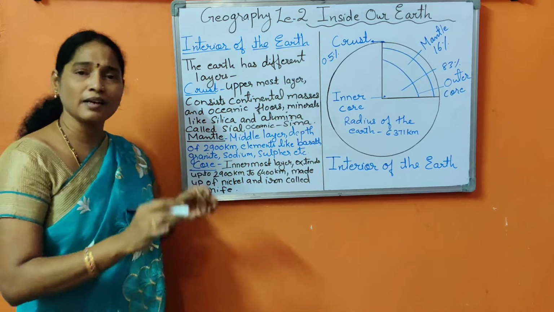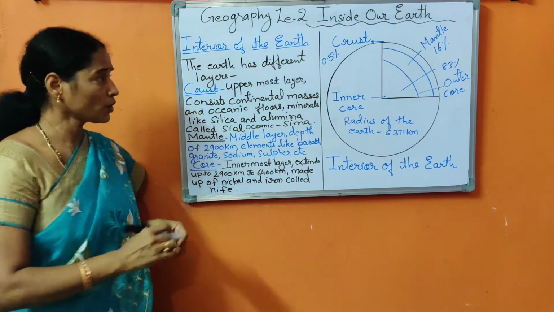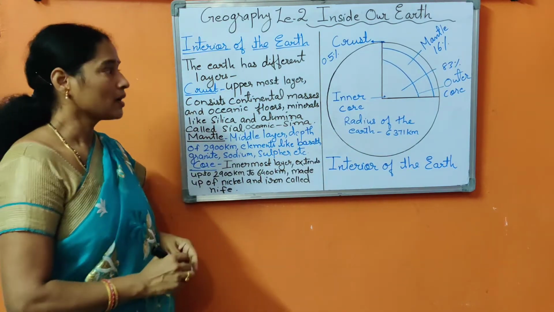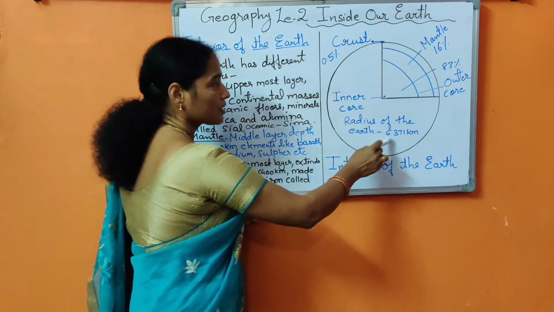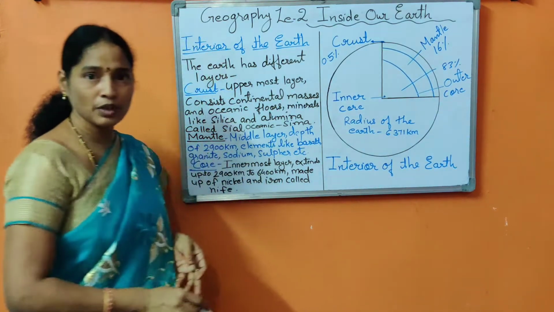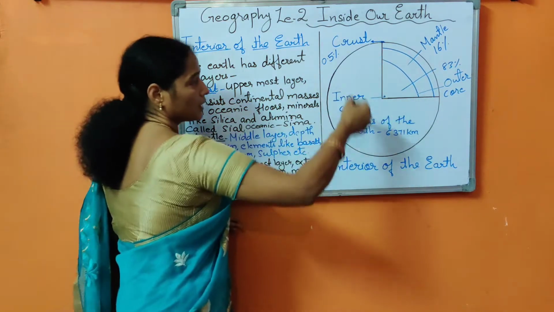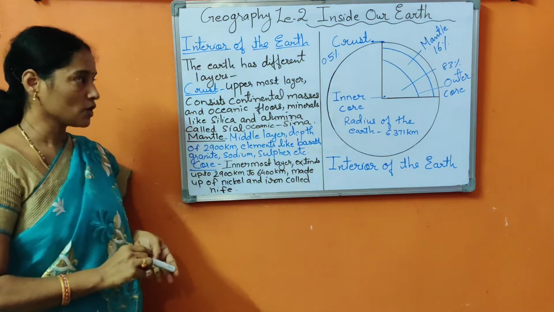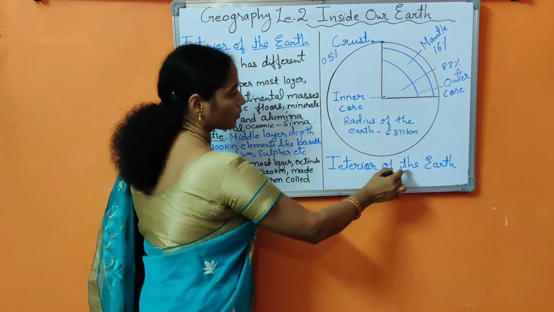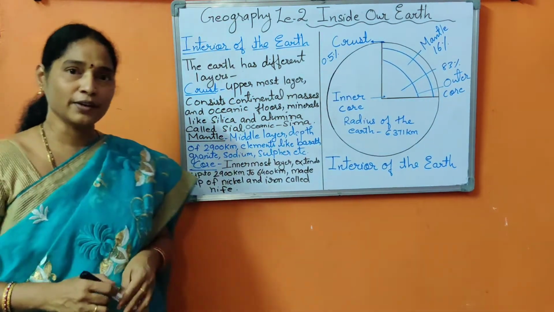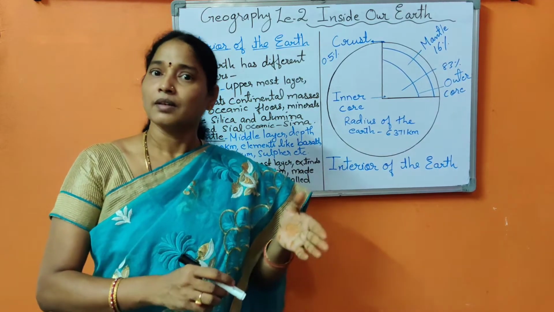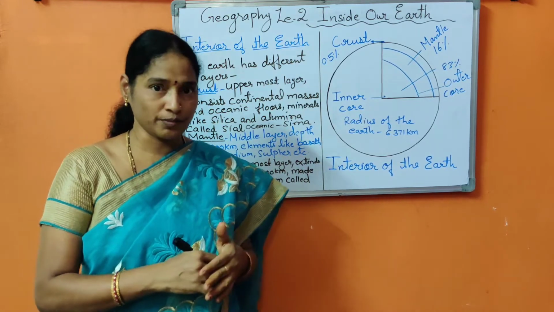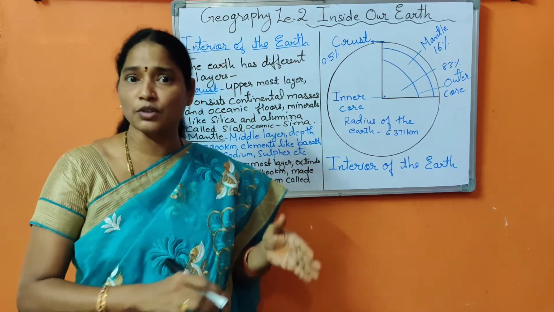Now it has very high temperature and pressure. So one cannot go deep inside the earth, which is not possible at all. The radius of the earth is 6,371 kilometers. So this is all about the earth, children, inside the earth, and these are the different layers of the earth. So we call it what, children? Interior of the earth. As the core has very high temperature and high pressure, it is not possible for anyone to go there.